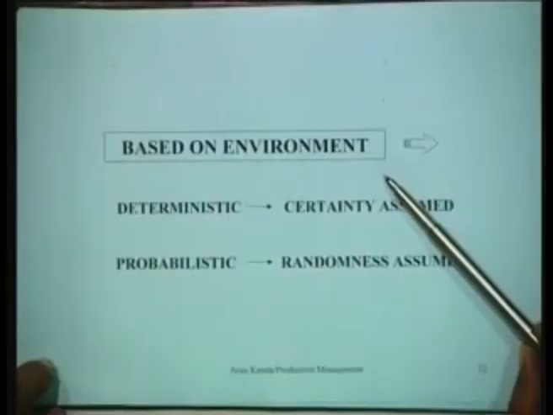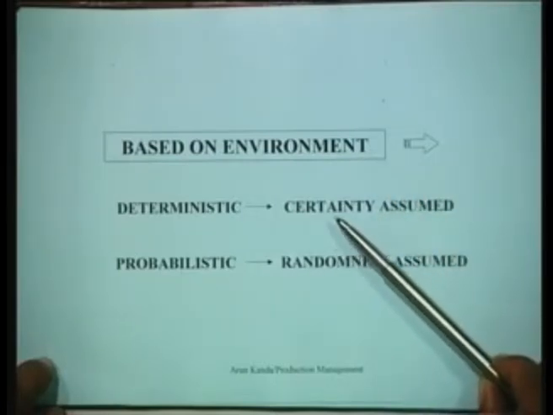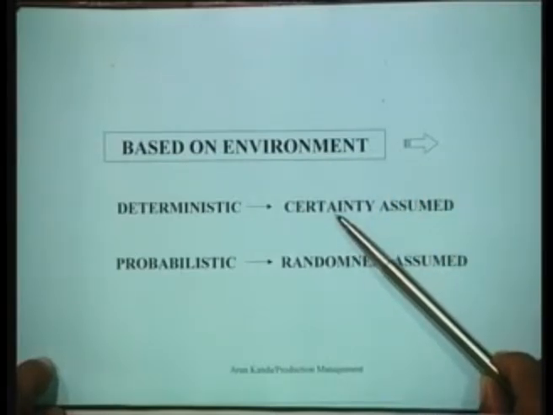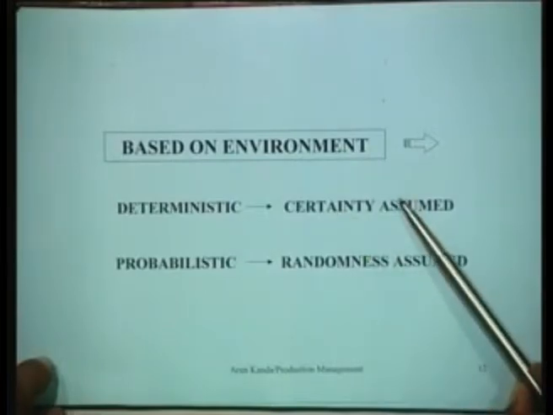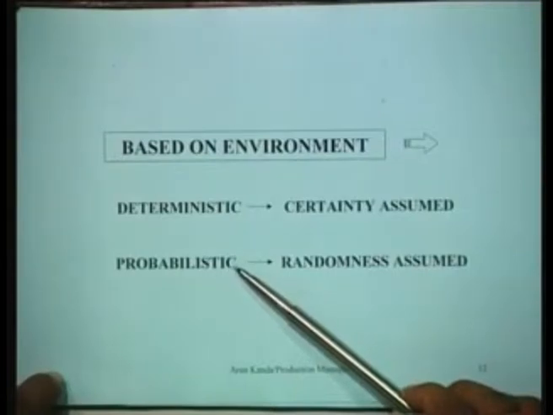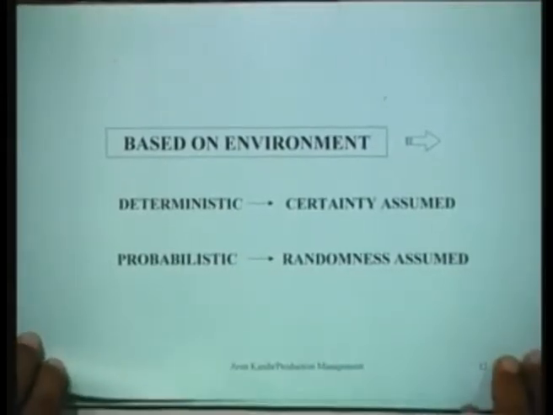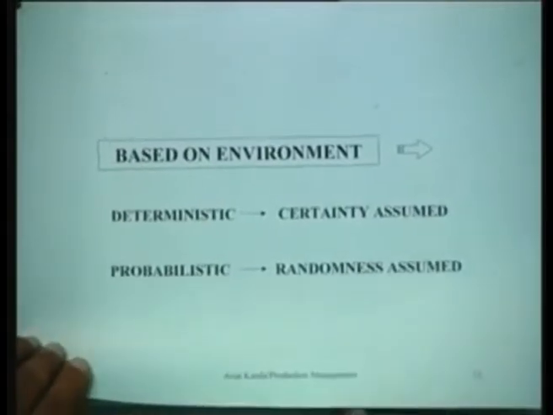Now, models can also be classified based on the environment. We are talking here about the decision environment. So broadly speaking, you can deal with what are known as deterministic models, when you are assuming certainty for the various variables, or you are assuming a probabilistic model where randomness is assumed and some kind of variation is assumed for different types of variables.